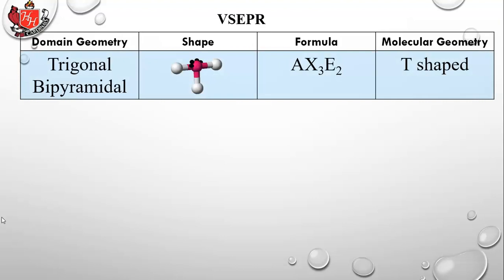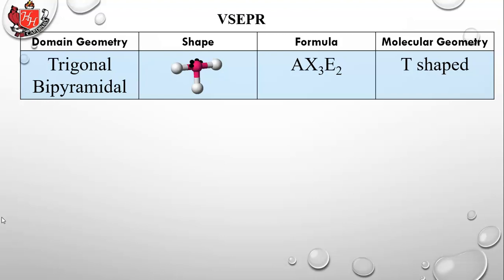Okay, now we're going to take away 2 of the equatorial atoms. This is the same family, domain geometry, trigonal bipyramidal. And now we've taken away 2 of the equatorial atoms, so now the only one left is the one that's pointing down. That's the equatorial. The axial are still the ones on the side. So this is an AX3E2 because there's 3 bonding domains, E2 because there's 2 lone pairs there. And this is called a T-shape.